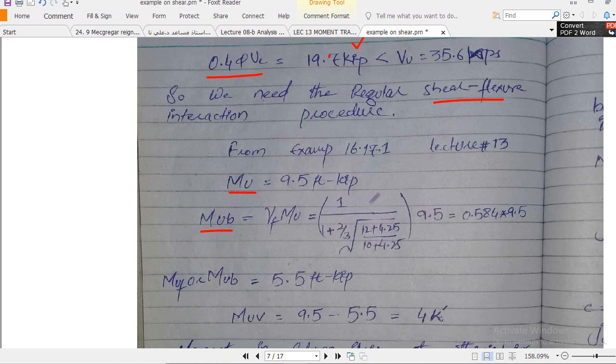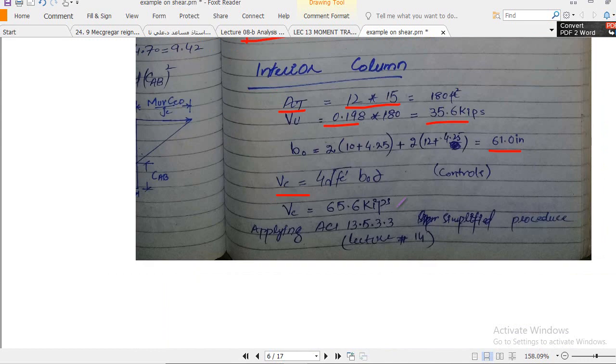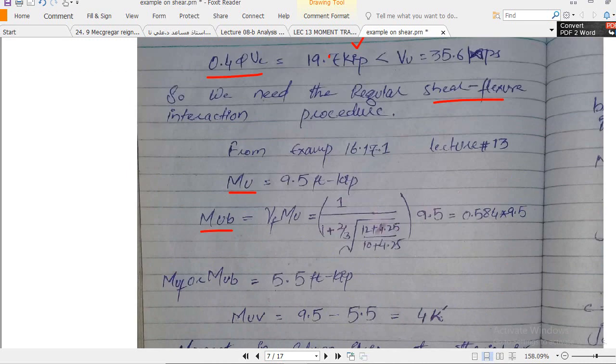So I need gamma F. I just plug in the values of B1 and B2. We already determined B1 and B2 earlier. Remember, 12 plus 4.25 will give you your B1, and 10 plus 4.25 will give you your B2, because you know that this is the case of an interior column.